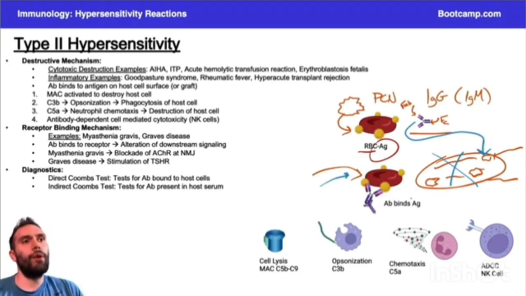But that's the point. So the point is now we have this antibody bound to this antigen, bound to this host cell. And the questions come in where you have to know, well, what are the things that can potentially happen to this host cell? Okay, so there's really 4 major things. So let's go through those really quickly.